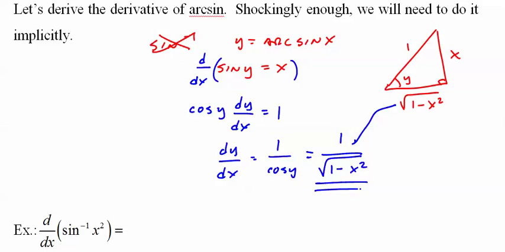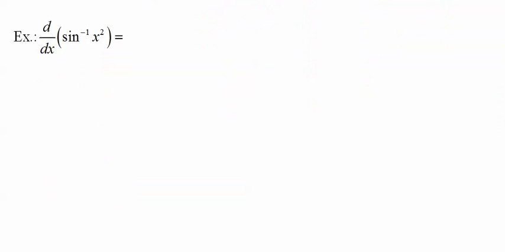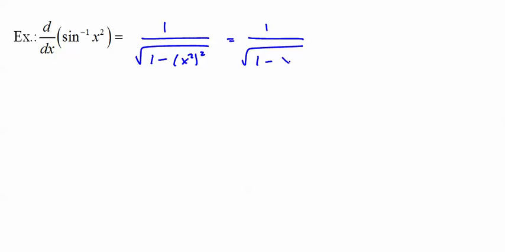If x is a differentiable function, then you'll have to mess with that. Well, let's show you how it works. So take d dx, you go 1 over square root of 1 minus, and this is x squared squared, equals 1 over square root of 1 minus x to the 4th. Done.